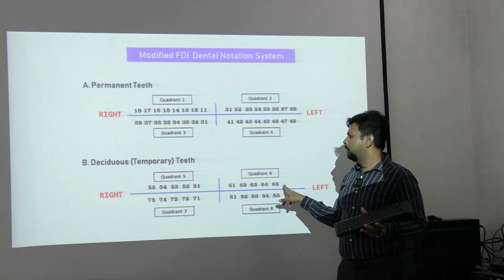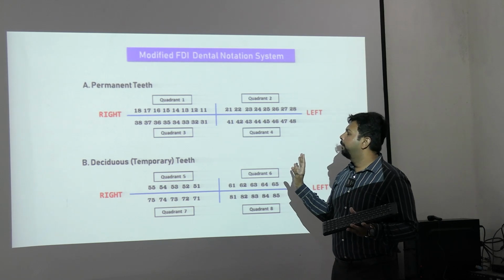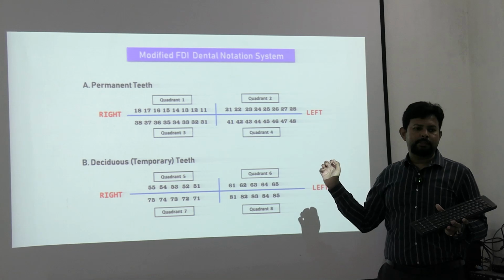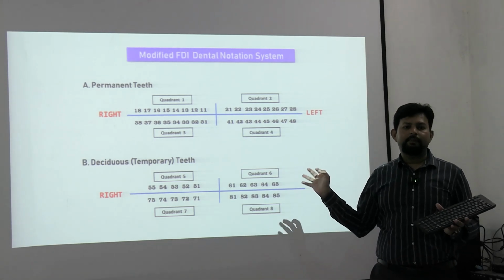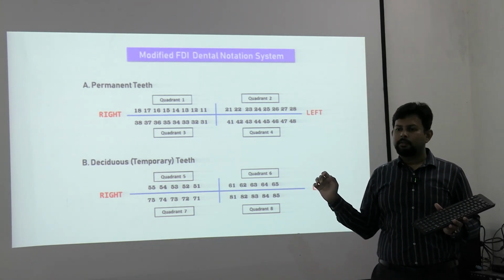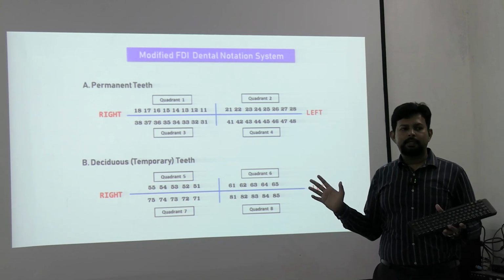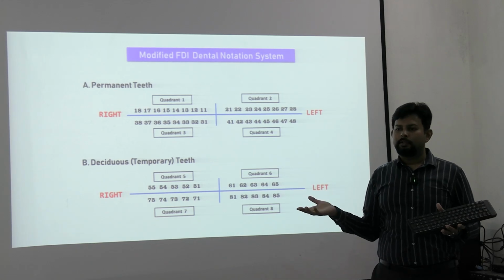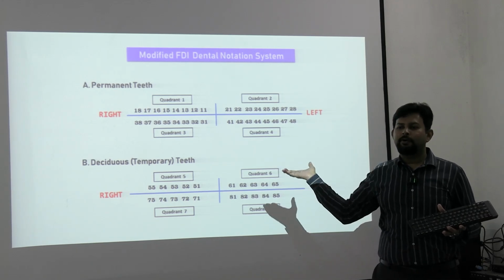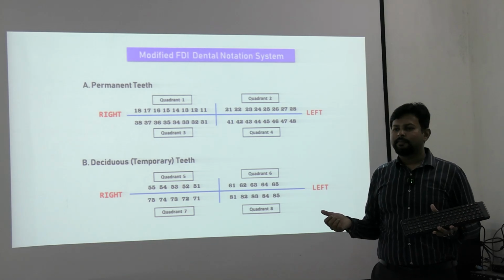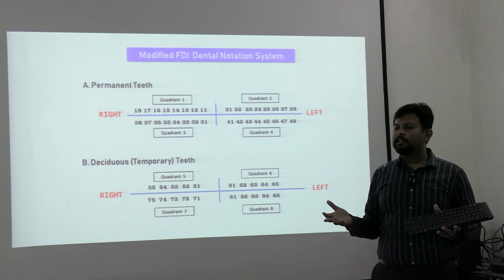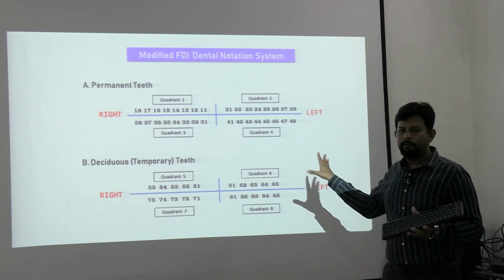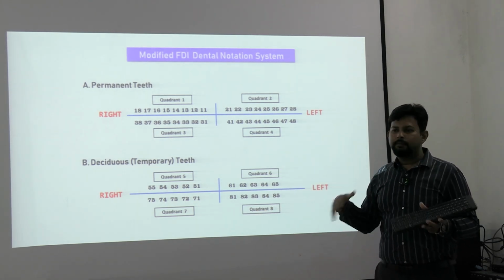Clear? In the exam they may ask you what the methods are, so you should know the names: modified FDI, Palmer's notation and Zsigmondy's. You have to know the names, and in a special scenario one might ask which is which. Very intelligent people can recall it and tell their examiners, but the expectation is that you at least know the names. In the exam you might get confused. Anyway, you know that these are there. If you have time, you should learn them.